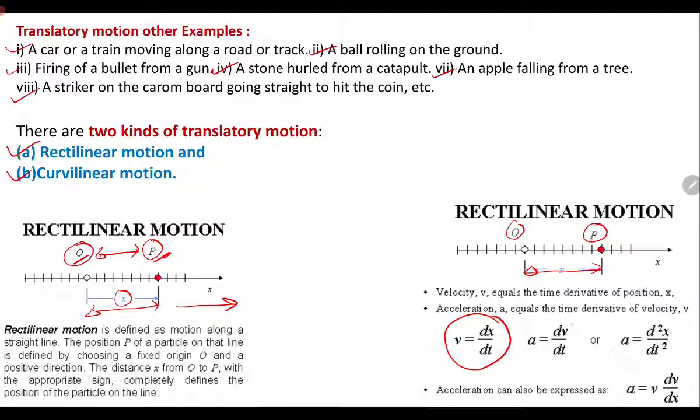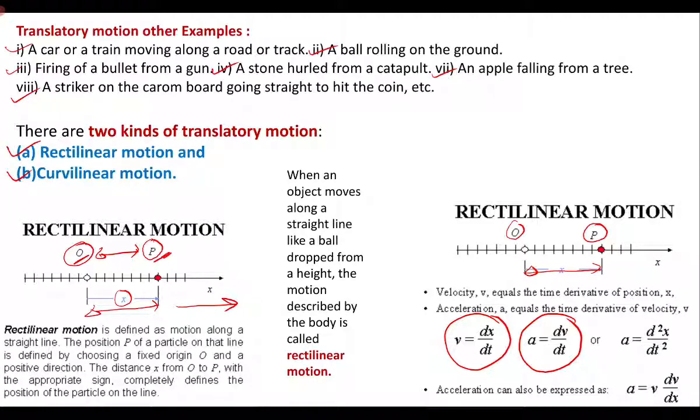So we can calculate acceleration as dv by dt, or we can say d square x upon dt square. This is the derivative that we should consider while defining the acceleration. Acceleration can also be defined as a equals v into dv by dx. So in case of rectilinear motion we can define velocity and acceleration like this.